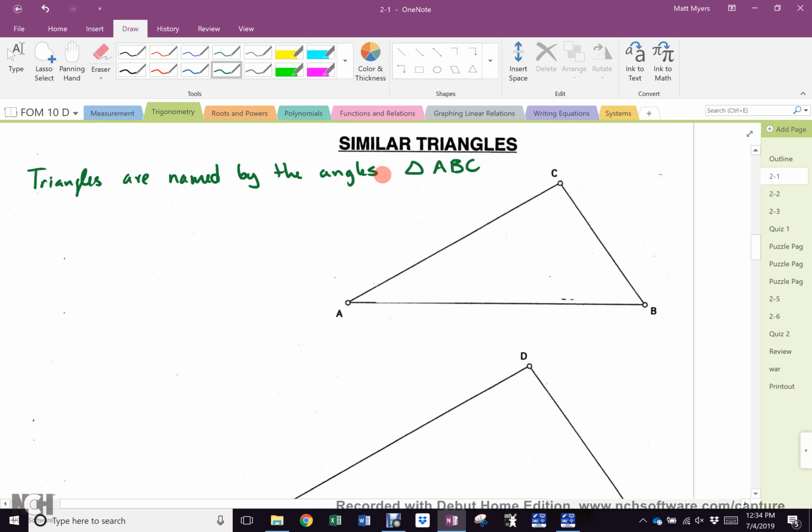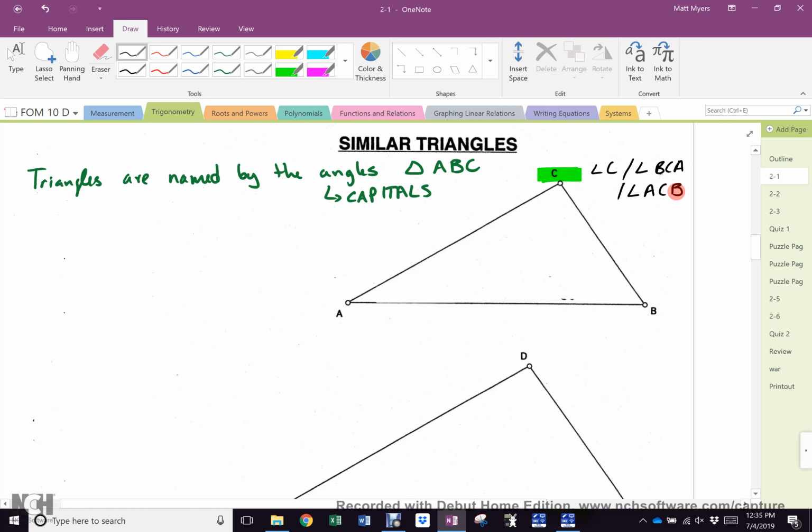You will notice, named by the angles. So this is triangle ABC. Angles are always labeled in capital letters. All right? So, this green angle right here has two names. It is angle C, but it is also angle BCA, and it is also angle ACB.